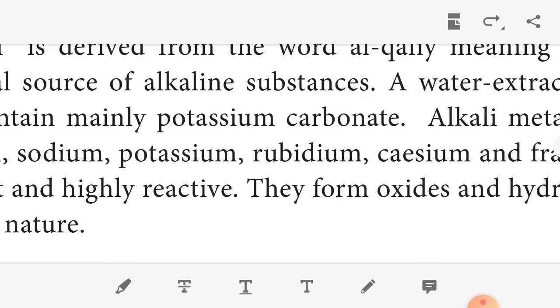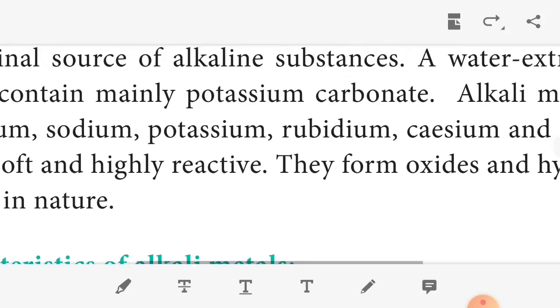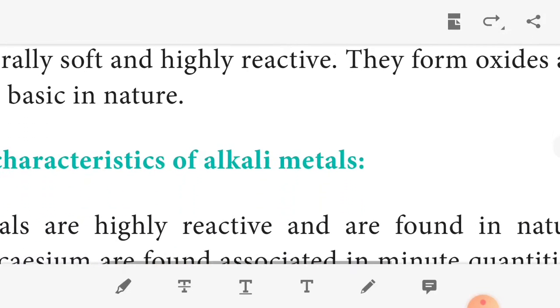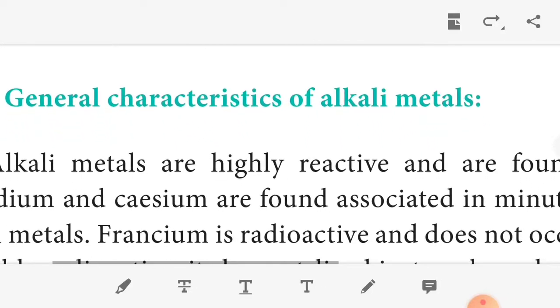An acid reacts with a base to give a salt. We know the point: basic in nature means it dissolves in water and is converted into OH minus ions. That is called basic in nature. The next topic is general characteristics of alkali metals.